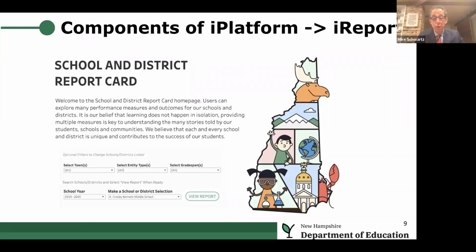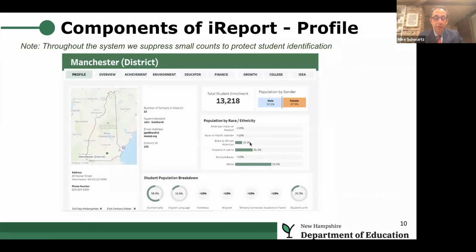When you come to iReport, this is the first landing page for iReport. As I mentioned earlier, it's a report card about a school or district, so the first thing you have to do is select a school or a district that you want to view. You can choose any one in the state, and you can click to view the report. That'll then bring you to the page for that given school or district. Here we're looking at Manchester.